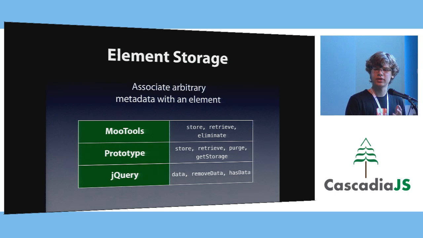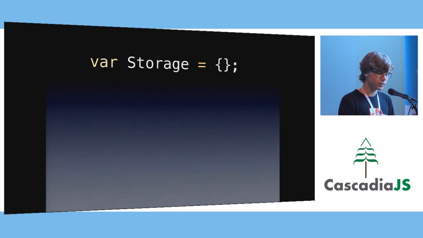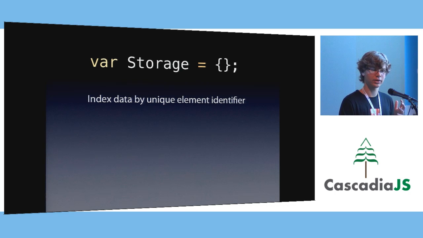So let's go ahead and take a deeper look at this problem. The solution that most frameworks have adopted is to maintain our own data store with data indexed for each element by some sort of unique element identifier. Unfortunately, browsers don't provide unique identifiers for most elements, but if you look in the specs, IE actually implements a unique number property on element, comment, and document nodes.